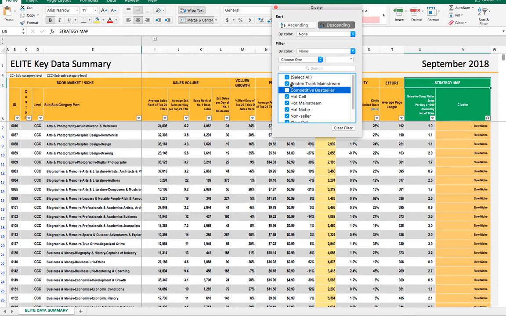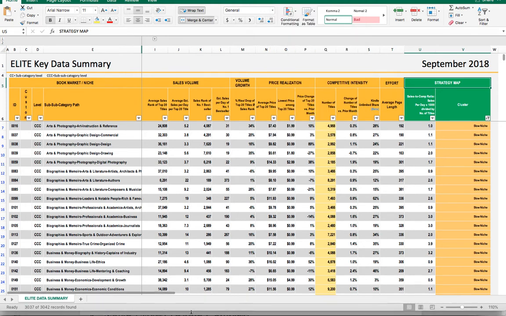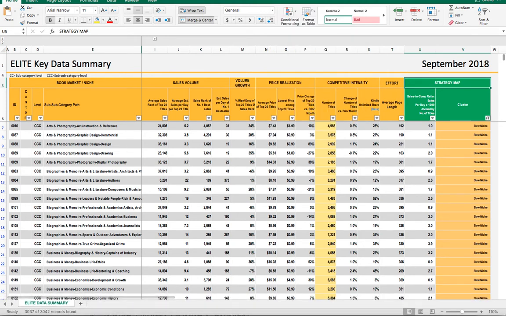Now remember, actually, it's showing me right here, and I don't know why. Let me see if I can move that up so you guys can see it. There we go. Okay, so you see that we're starting out with 3,042 records. Well, actually, it's showing 3,037, so that probably lets me know there are about 5 of them that are blank. Oh, no, 5 of them I clicked off of something. Yeah, I clicked off of competitive bestseller. That's why.